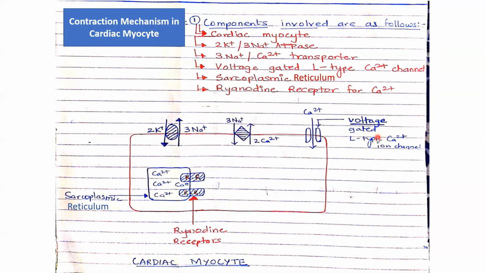Then there are voltage gated L-type calcium ion channels. Basically, when the action potential reaches, these channels open and calcium gets entry inside. And lastly, the sarcoplasmic reticulum, which stores calcium ions. This sarcoplasmic reticulum has ryanodine receptors to which calcium can bind and induce calcium release inside the cell.